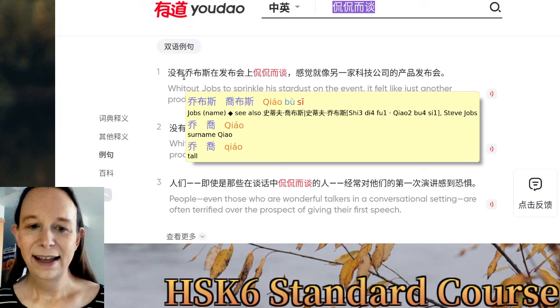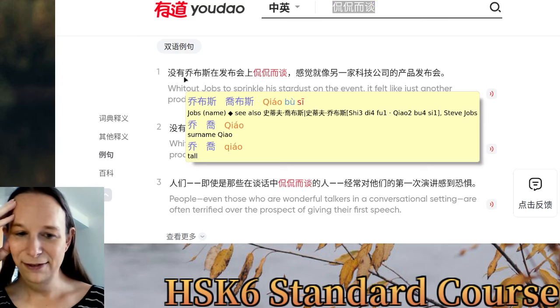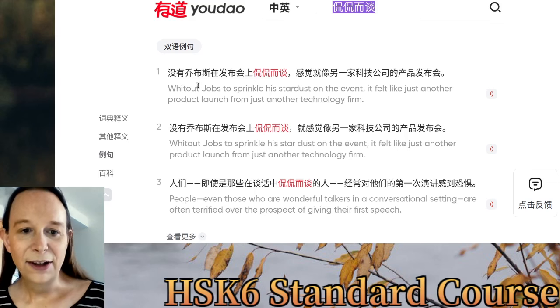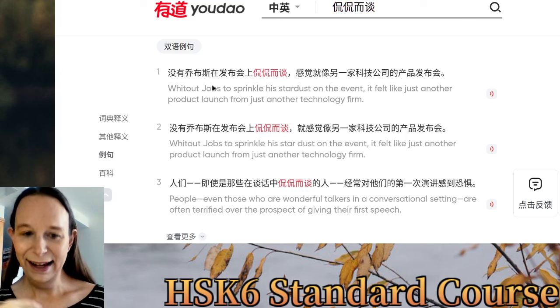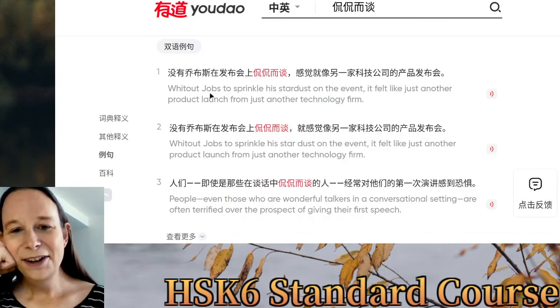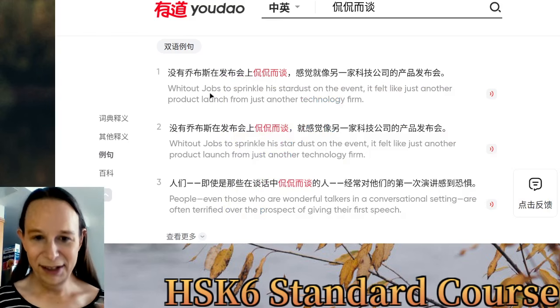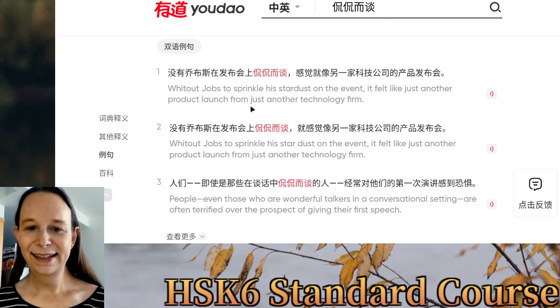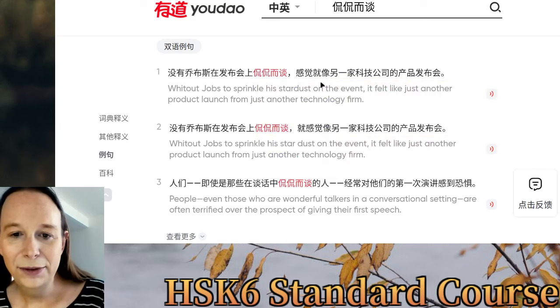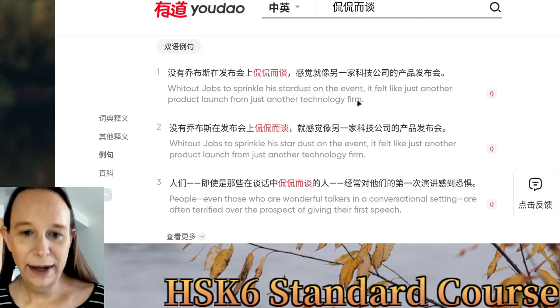乔布斯 is Jobs. This is usually Steve Jobs of Apple, the company fame. 在发布会上 侃侃而谈. So Steve Jobs at a 发布会, what is it called? News conference. So the press is there recording what Steve Jobs is saying, and he speaks Kakaroten. 感觉就像另一家科技公司的产品发布会. Yeah, all right.